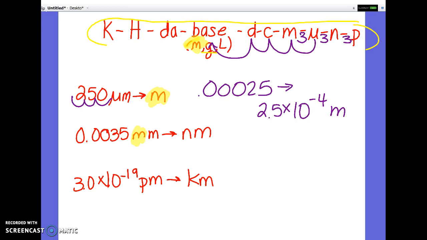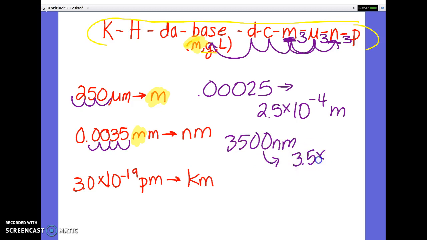This second one, millimeters to nanometers. So milli is here, nano is here. It's going to be 6 to the right. So 1, 2, 3, 4. You're adding 2 zeros. It's going to be 3,500 nanometers. Again, you could put it in scientific notation if you would like: 3.5 times 10 to the third.